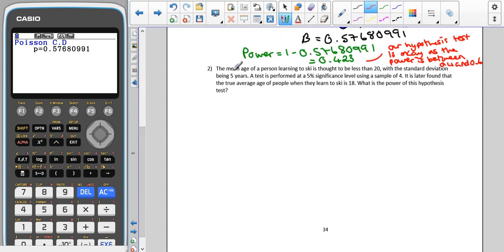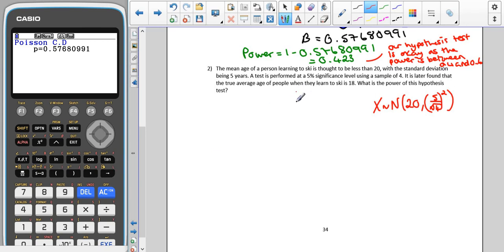Having a look at the second example, we've got the mean age of a person learning to ski is thought to be less than 20, with a standard deviation of 5 years. A test is performed at a 5% significance level using a sample of 4. So we're starting off with x follows the normal distribution with a mean of 20 and a standard deviation of 5 divided by the square root of 4. And remember that it's actually a variance that you write in your distribution.